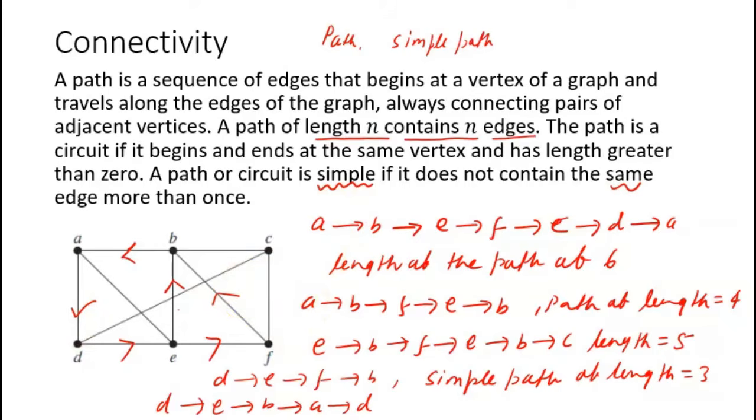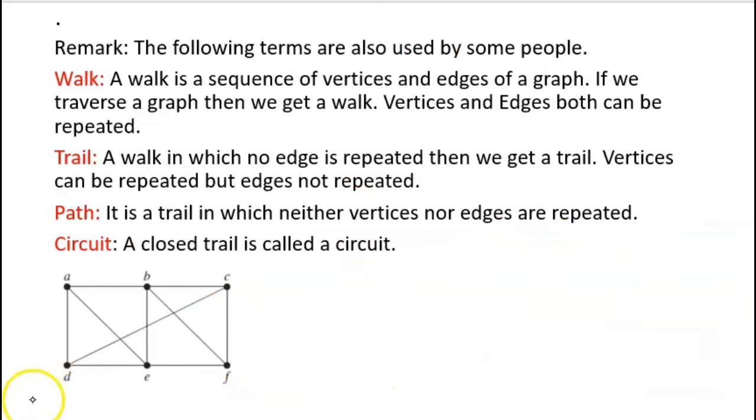But before we move to the next idea, we should also understand some different terminology used by some different authors. Some authors use the terminology walk, trail, path, and circuit. Let me tell you one thing in the beginning here, that in our discussion we will be using the same terms like path and simple path. I won't be using this terminology. I am just talking about this so that you also are aware of these notations.